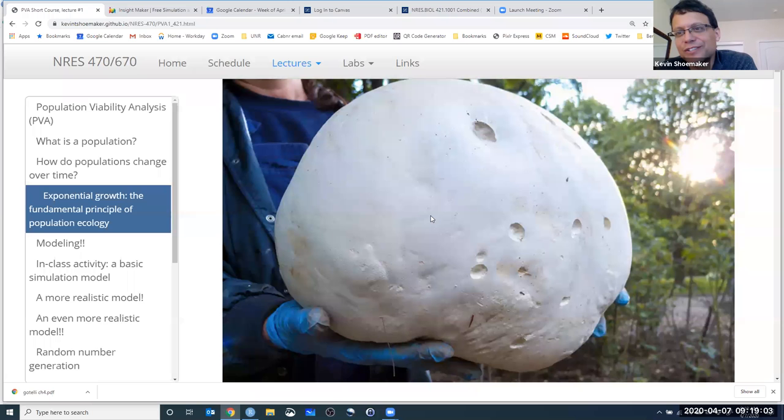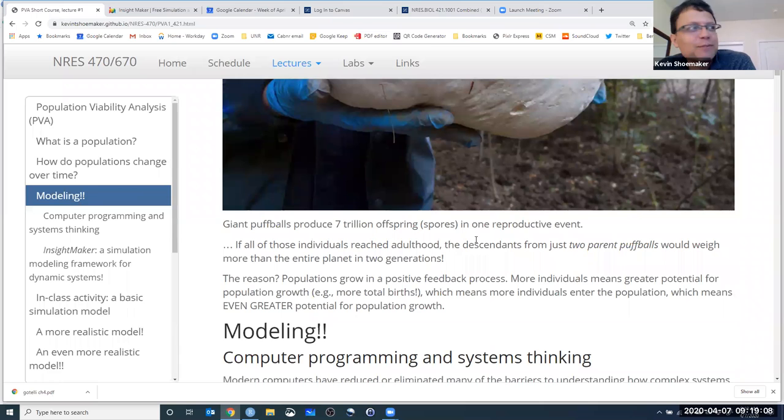The giant puffball is a good example because only in a couple generations it could take over the universe because it produces 7 trillion offspring in one reproductive event. So by offspring, I just mean these little spores that are capable of producing another giant puffball. If all 7 trillion offspring reached adulthood, the descendants from just 2 parent puffballs would weigh more than the entire planet in 2 generations. So that is impressive exponential growth. But again, all species are capable of exponential growth. It's a fundamental property of life.